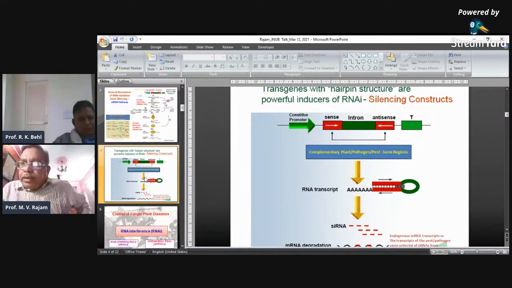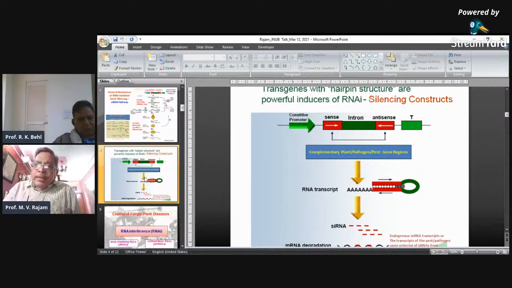cloning in sense orientation, as shown in red color with arrow, as well as antisense orientation, with a small interfering DNA in between them. Generally we use a small functional intron as a spacer DNA between the sense and antisense gene, and these genes are under the control of an appropriate promoter, like a constitutive, inducible or tissue specific promoter, depending on our objective. And then of course you have a poly A at 3 prime.